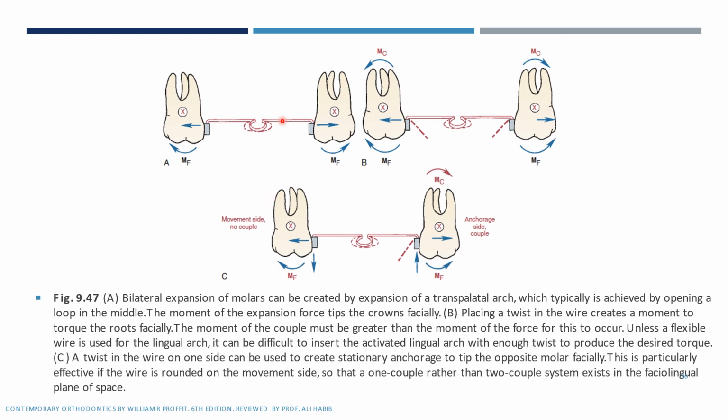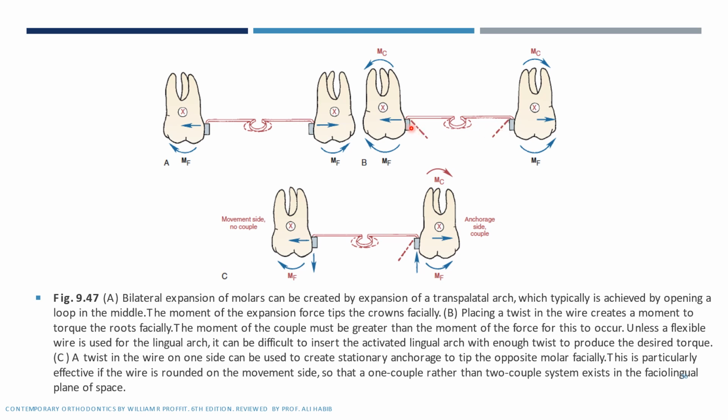Let's see this example here. When you expand, you can see the amount of expansion with the red dotted line here. When we apply the force, because we are lower than the center of resistance on both molars, we expect these teeth to move buccally. At the same time, they will tip because each one of them will experience a moment. This is clockwise and this is counterclockwise. They will tip buccally. To overcome this, maybe we can apply another moment.